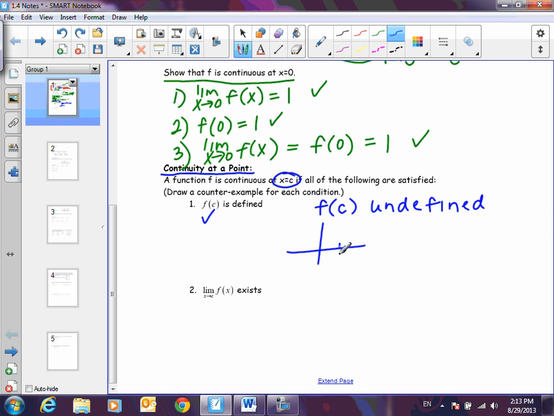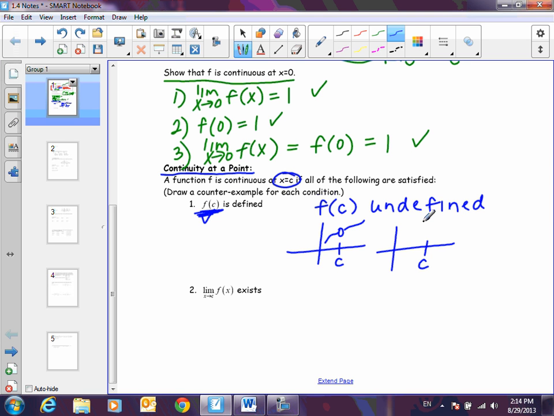So I'm going to draw a little grid here. What can happen with a graph so that there is no point where x equals c? A hole. That would be a perfect example. Holes are great for limits, but when I'm talking about f of c, there's no point there. What else? A jump would work if there were 2 holes. Right, but I kind of already have that scenario.